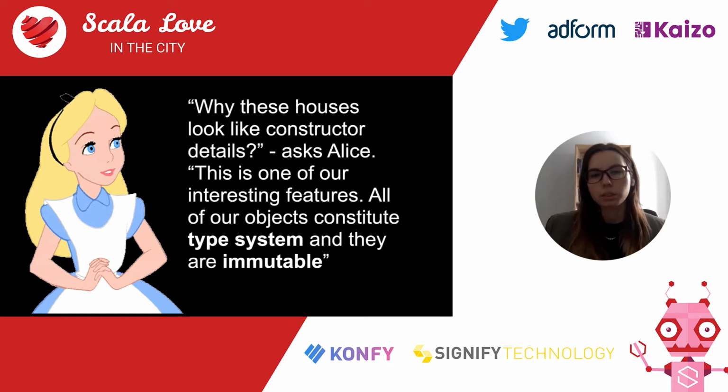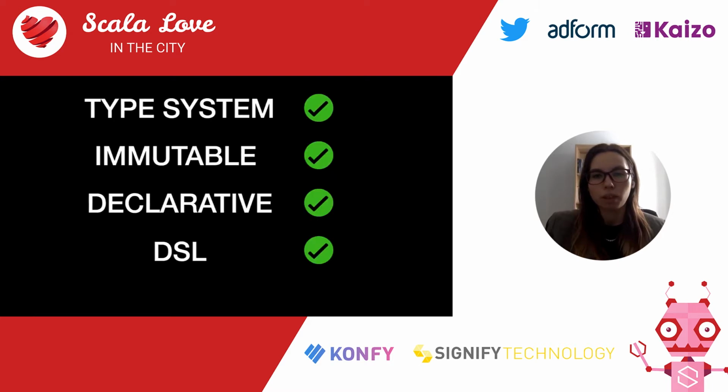In this default namespace city, Alice saw that all of the buildings looked like constructor details, and actually it was one of the features of this part of the world. And they constituted a type system, and also they were immutable, same as monads and all the objects she met in the functional forest.